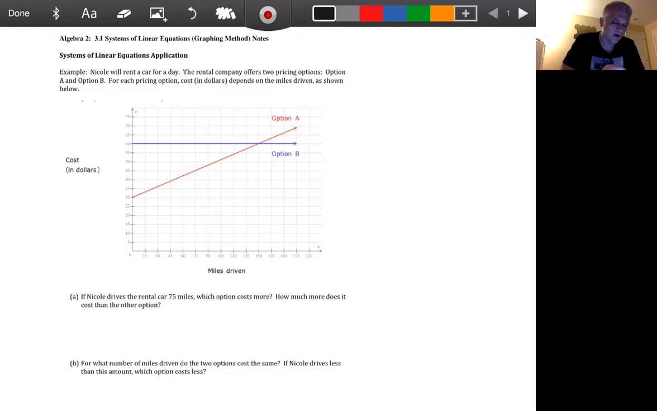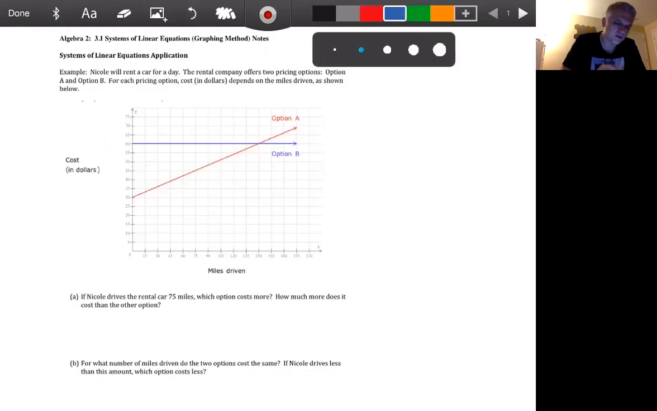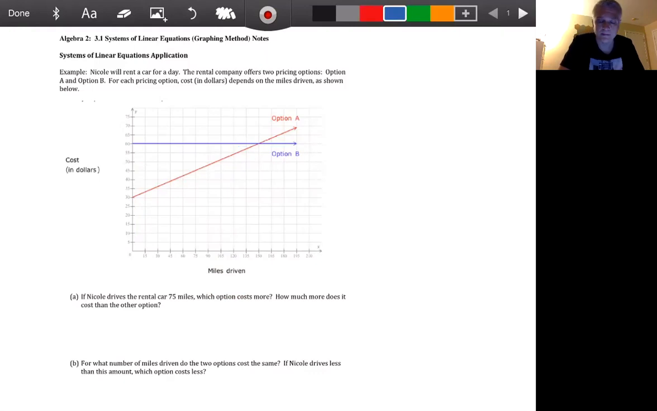Okay, so with this red option, option A, you can see that the more miles that are driven, the higher the cost is. Meanwhile, with the blue option B here, no matter how many miles are driven, Nicole is going to be charged one price, no matter what. Okay, so let's analyze the situation and look at question A and B.